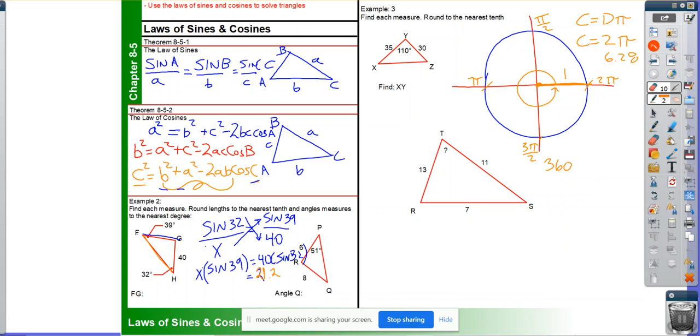All right, what are we going to do to both sides to get the x by itself? Divide by sine 39. Sine 39, I got 0.629. I got 33.7 as the answer. That's what I got. All right, that's my answer too. So we get x is equal to 33.7.